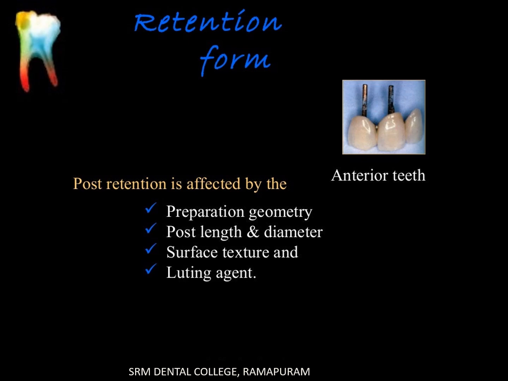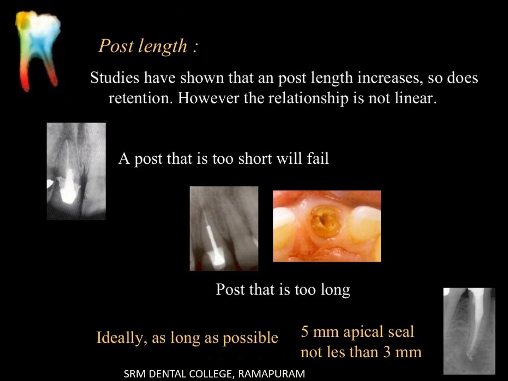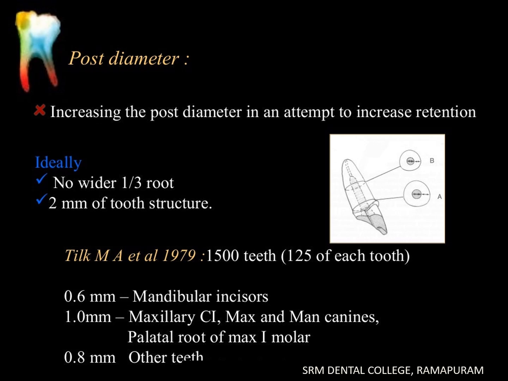Retention form. Post retention is usually affected by the preparation geometry, post length and diameter, surface texture, and luting agent. A post that is too short will fail. Ideally, the post should be 5 mm from the apical seal and not less than 3 mm. Do not increase the post diameter in an attempt to increase the retention. Ideally, it should be no wider than 1/3 of the root structure, leaving 2 mm of tooth structure.